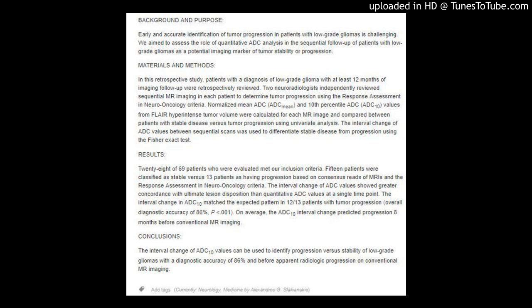Conclusions. The interval change of ADC10 values can be used to identify progression versus stability of low-grade gliomas with a diagnostic accuracy of 86% and before apparent radiologic progression on conventional MR imaging.